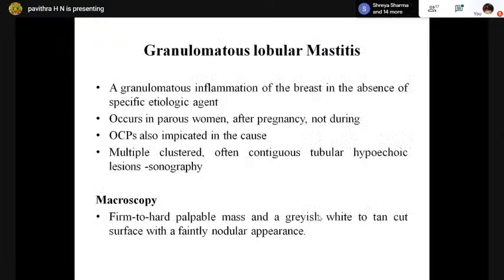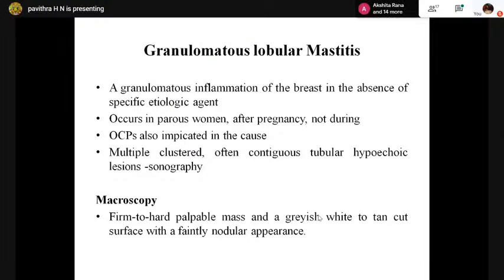The next entity is granulomatous lobular mastitis. It's a granulomatous inflammation of the breast in the absence of a specific etiologic agent. It occurs in parous women after pregnancy. Mostly it does not occur during pregnancy. The etiology is not known. If there is an etiology, that cannot be called granulomatous lobular mastitis. The other name for it is idiopathic granulomatous mastitis.